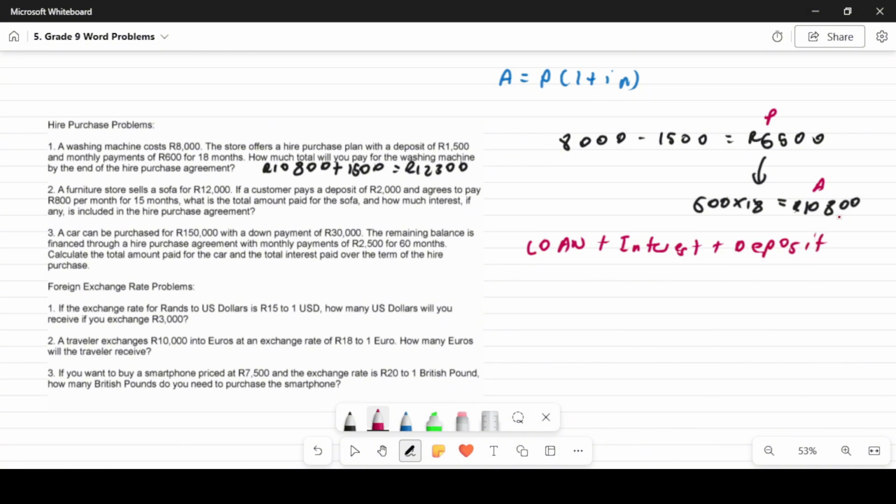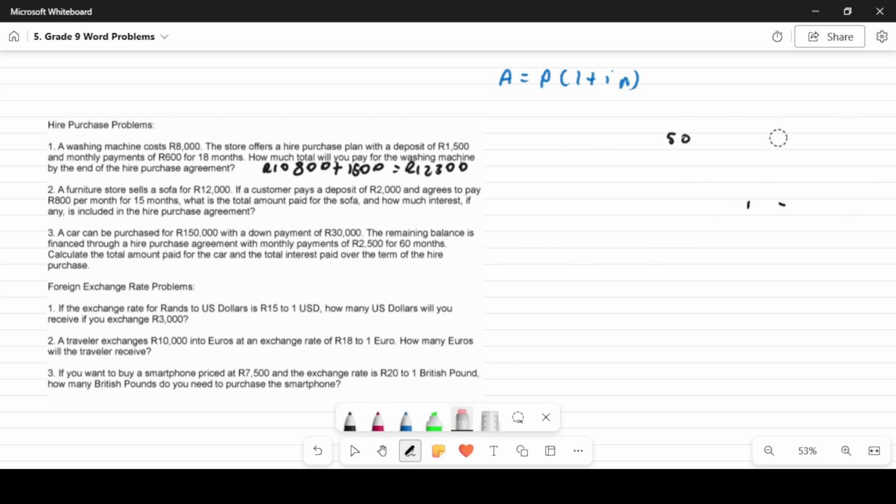Many students forget about the deposit because they did that initially. So they take it out, because we take it out initially to get the loan amount, and then forget about the deposit. But zooming out and seeing it from the bigger perspective, the deposit does count. Okay, let's do the next question. This was a very simple question.